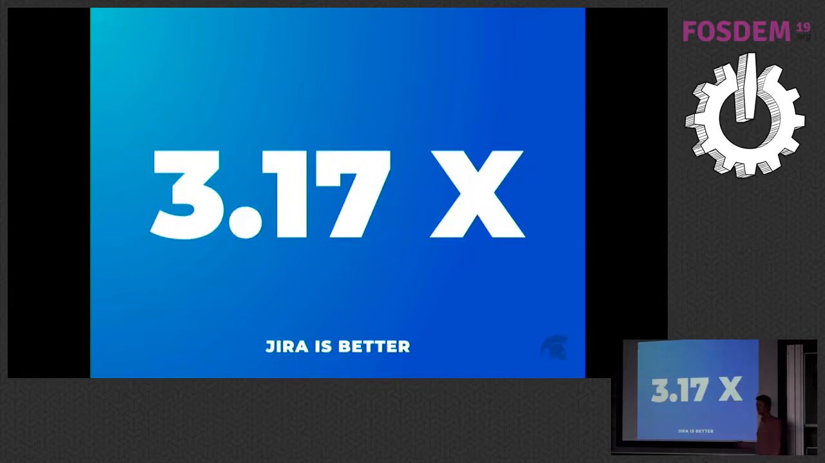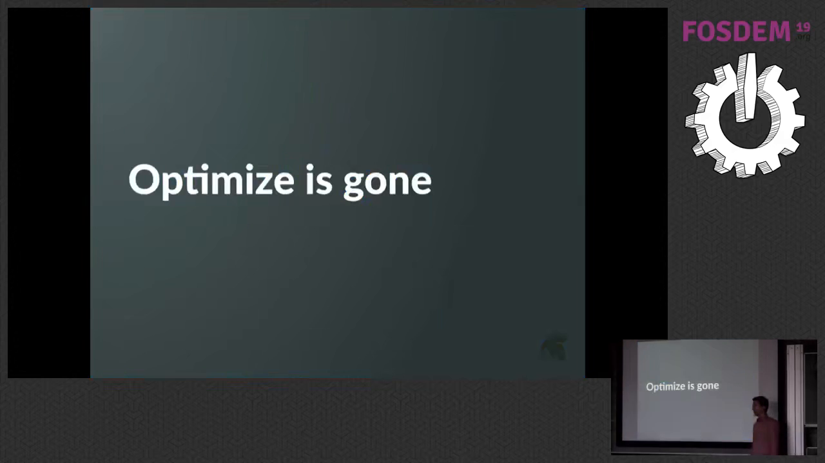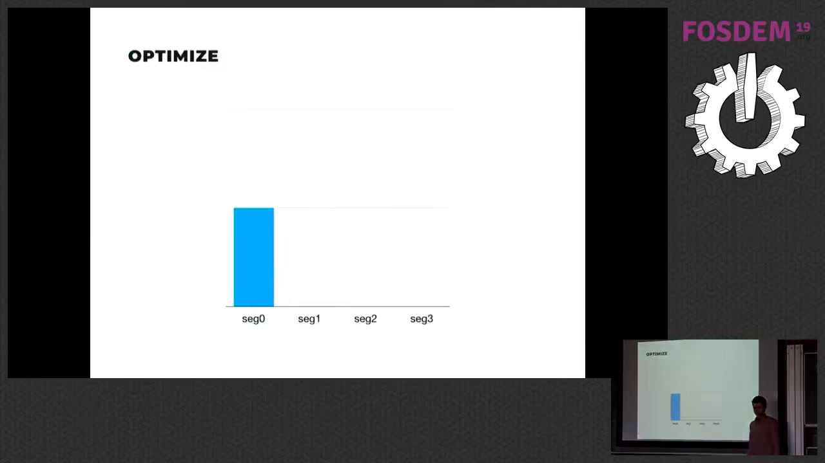But apart from these numbers, that's not everything. Optimize is now gone in the new Lucene. And to understand how it worked in the past, we need to look at segments. So this shows us segments of Lucene. Once you index something, it becomes immutable. And the only thing you can do to it is to remove documents, mark documents as deleted. When you add new issues, you create new segments.